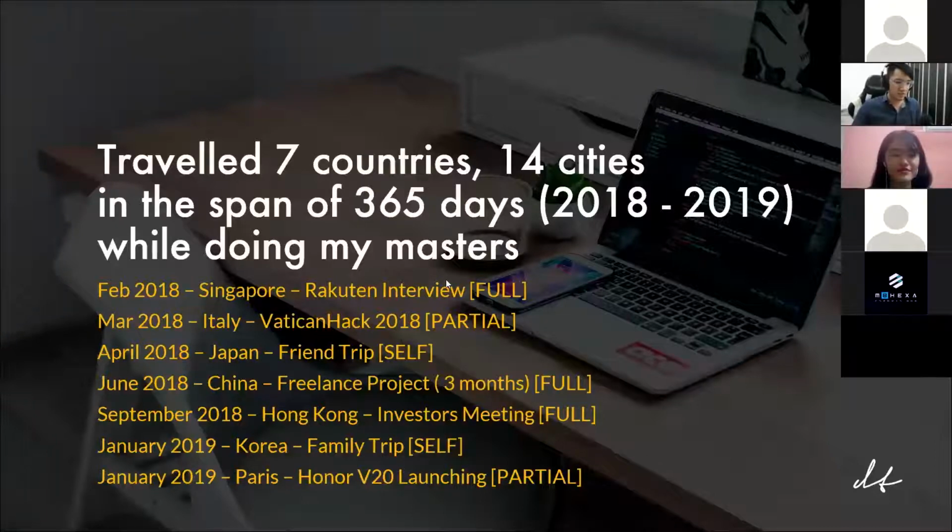Before I came back to Malaysia from China, I stopped by Hong Kong for a while to meet some investors as well as to tour around. I also went to Korea, which was self-funded, as well as Paris, which was a partially funded trip by Honor Malaysia, where they sent me and my brother to attend the Honor V20 global launch for the phone. So yeah, it's pretty fascinating.